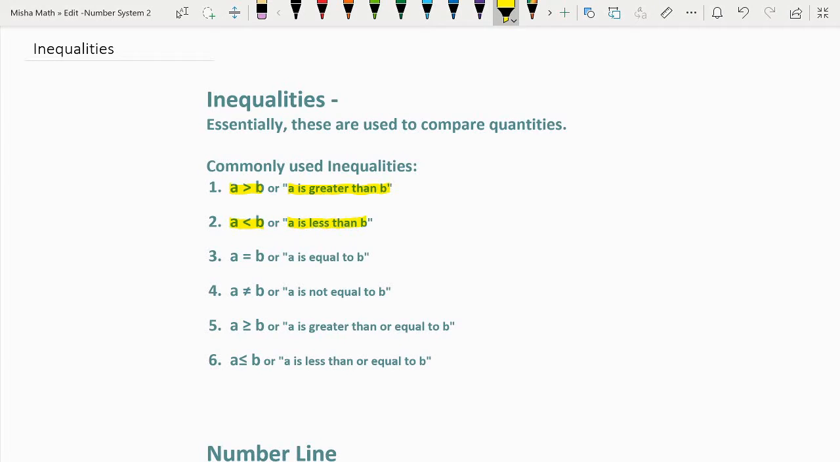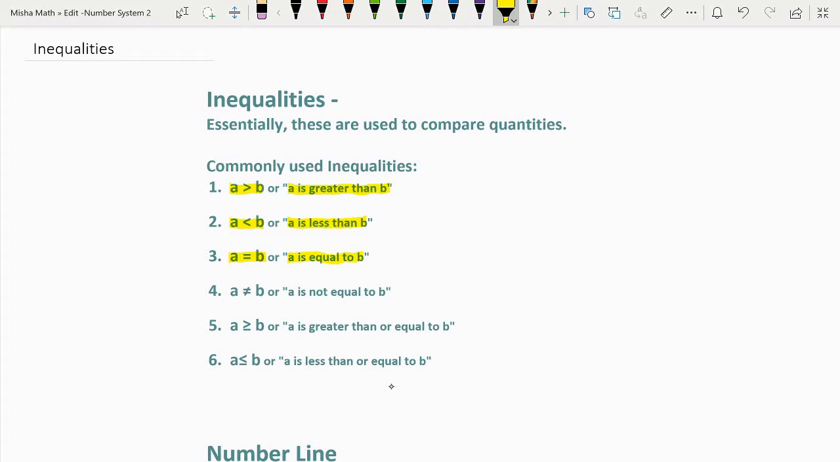Now let's move on to the third equation. In the middle of the two quantities, there are two horizontal lines. This represents an equal to sign. Therefore, this inequality means that A is equal to B.